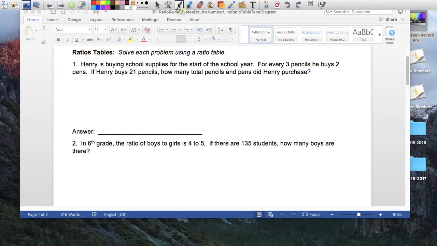So, here we go. The first question is basically literally a review of all the three methods we have done so far to solve ratio problems. The first three questions deal with using a ratio table.